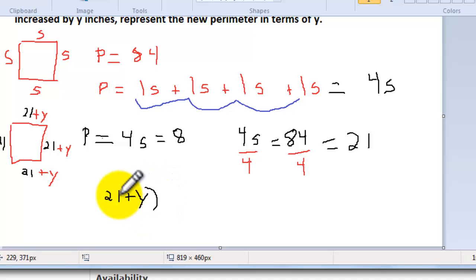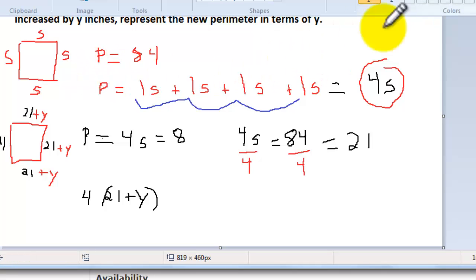And remember, one of these sides, we add it 4 times. So this side plus this side plus this side plus this side will then be 4 times each of those sides. Just like we have here, 4 times s. Well, now they added y to s. So we have to do 4 times 21 plus y. And we can say 21 because we figured out what s was, because we were given a value for the perimeter. So that's what makes this problem a little different. We were not given a value for perimeter before.